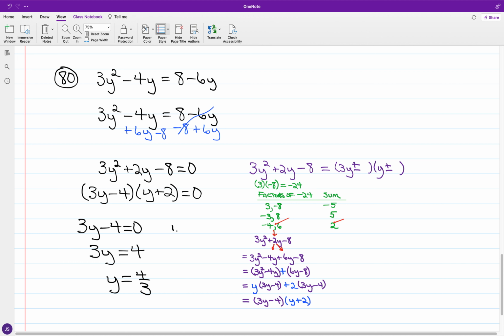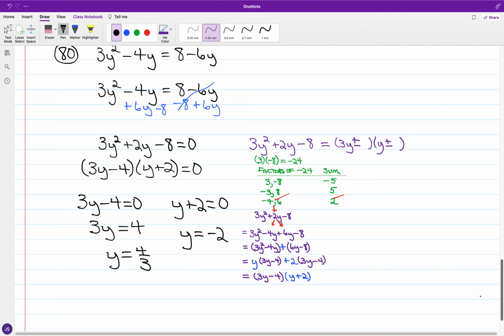As for y plus 2 is equal to 0, if I take 2 away from both sides, we're going to have that y is equal to -2. So for this particular equation, we have 2 solutions for y, one being a positive non-integer with 4/3, and the other a negative integer in the amount of -2.